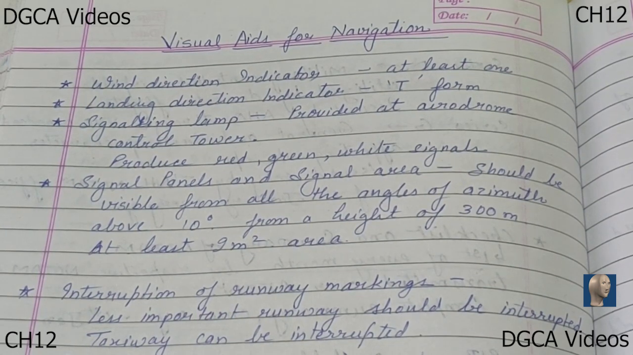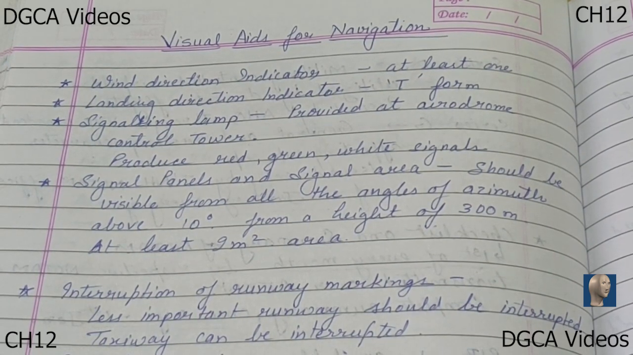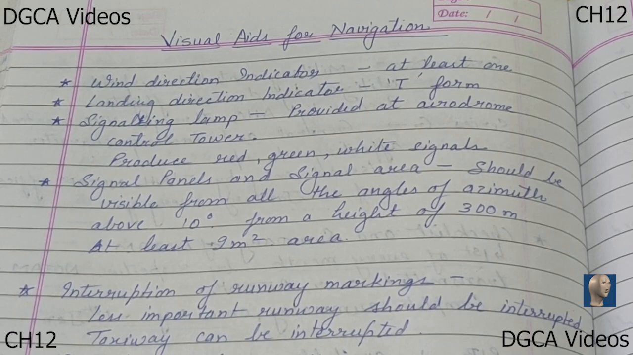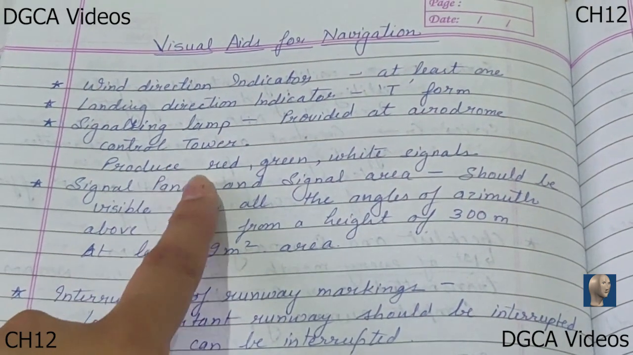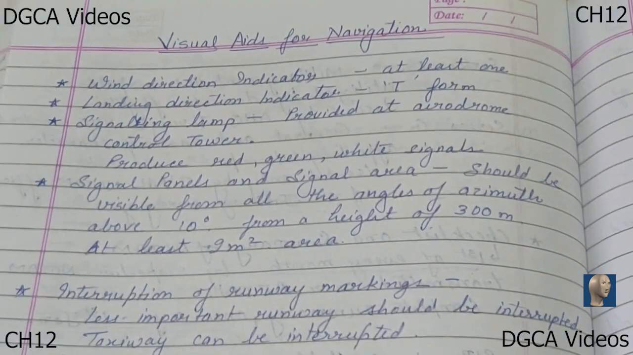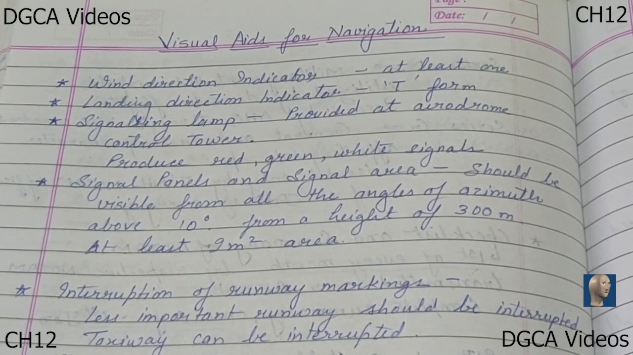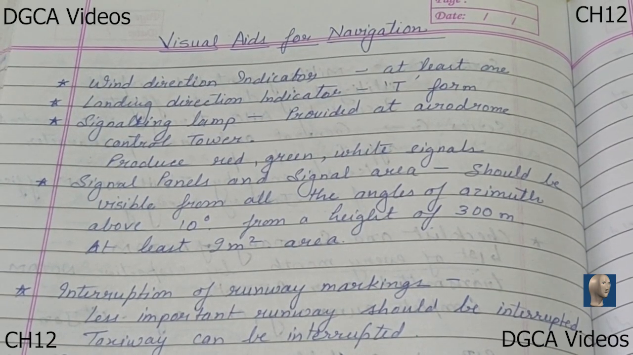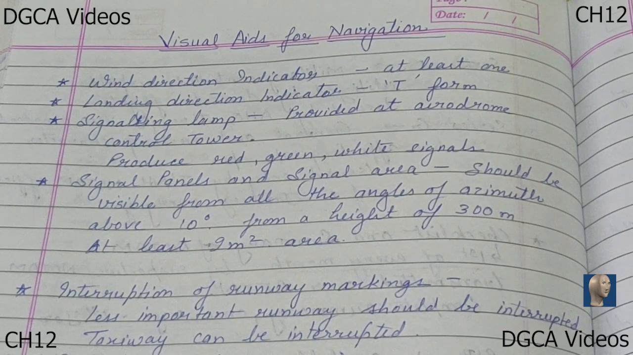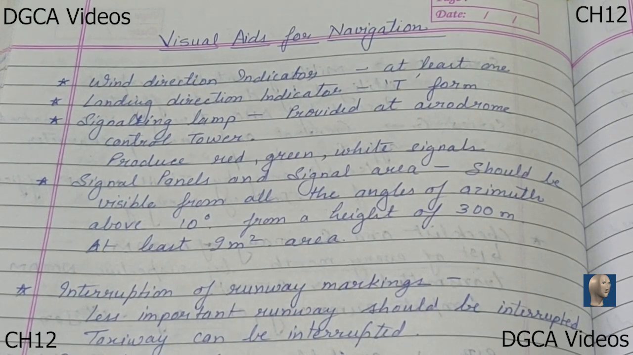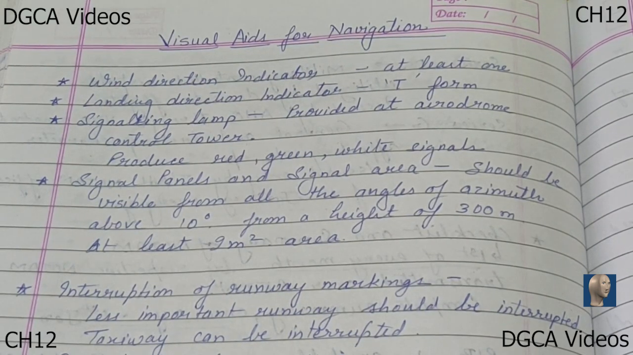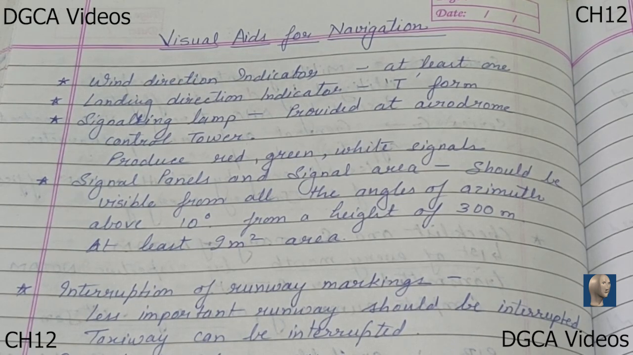And the signaling lamp. So a signaling lamp is provided at all the controlled aerodromes at the aerodrome control tower, and they produce red, green and white signals. Fine. The signal panels and signal area. So the signal panel and signal area is where the different kinds of signals are provided to the aircraft.